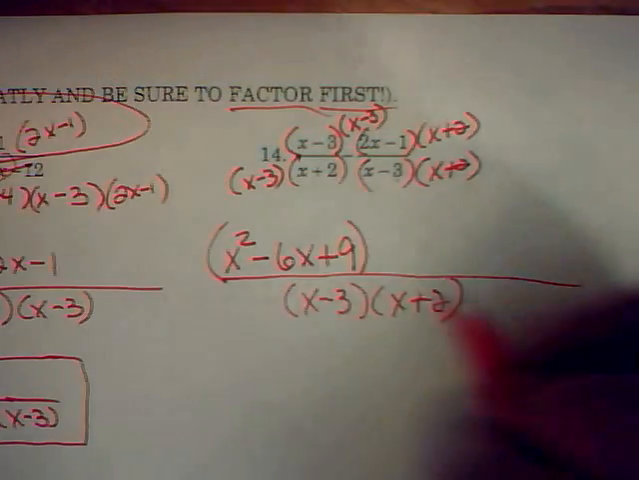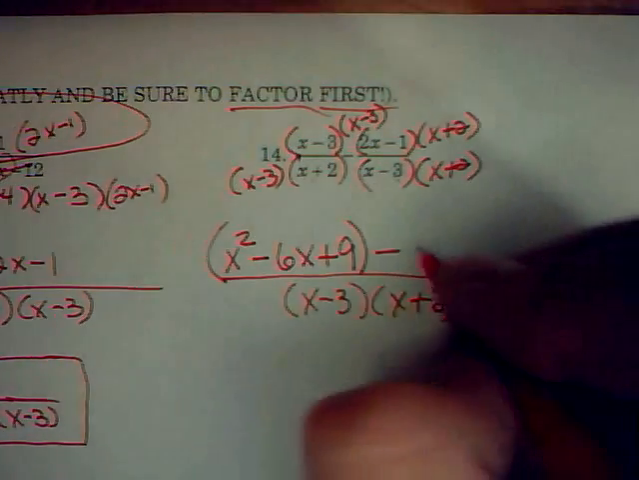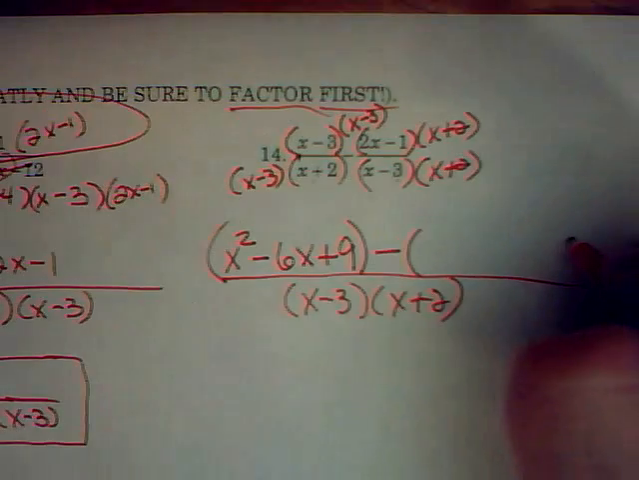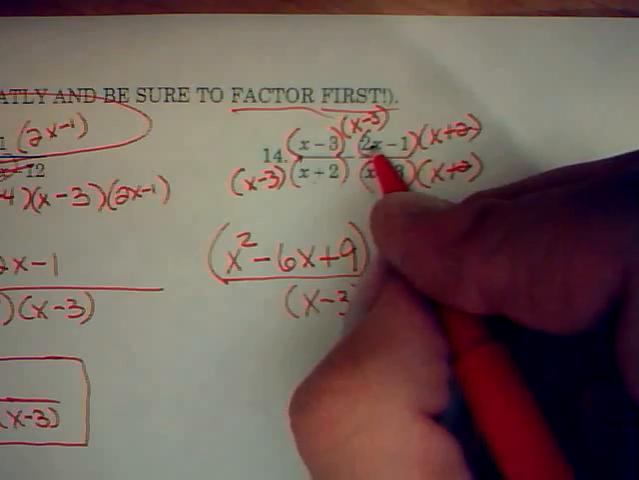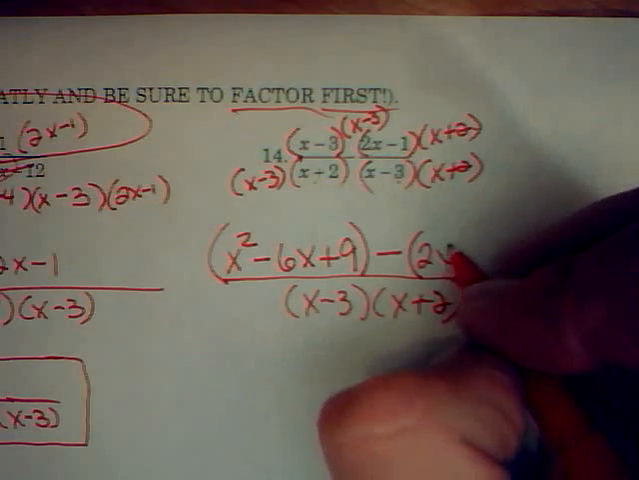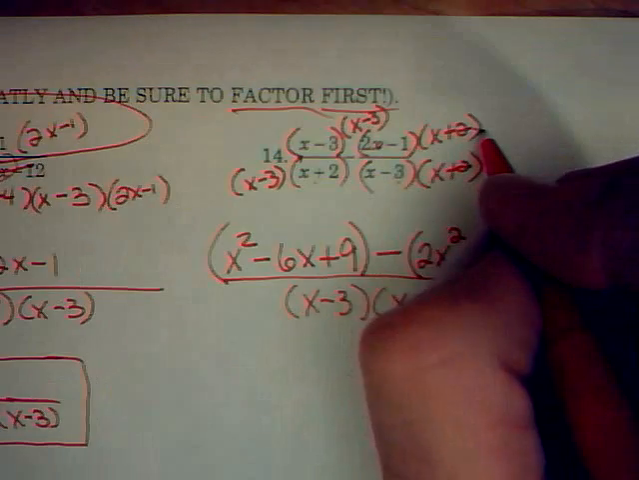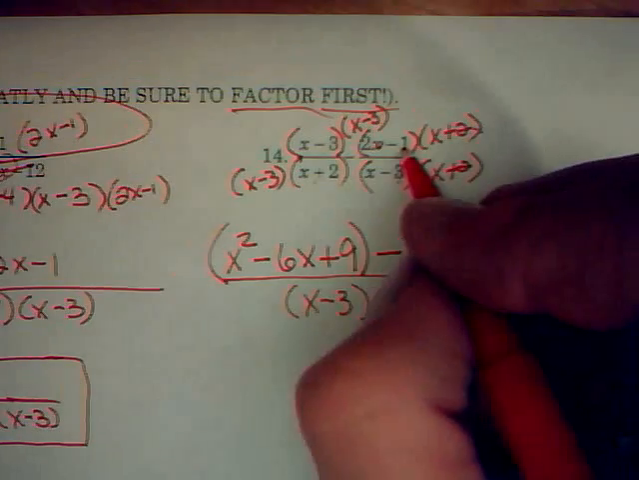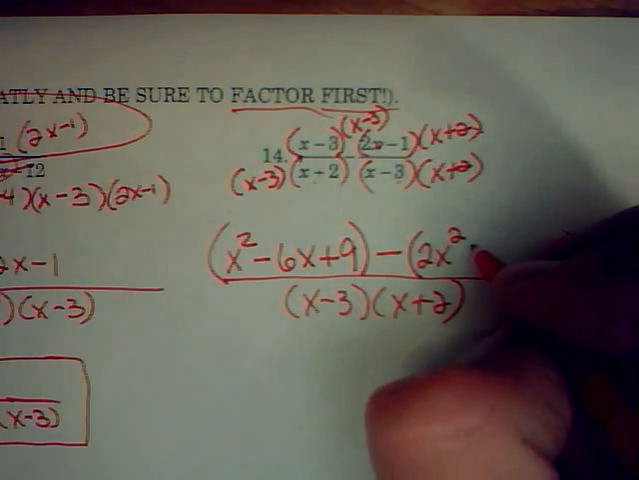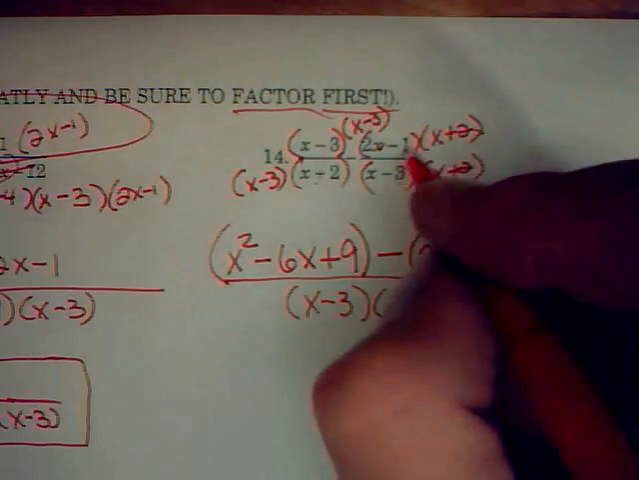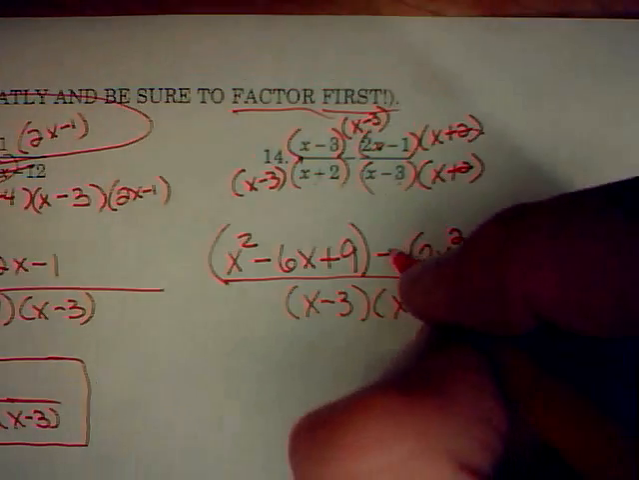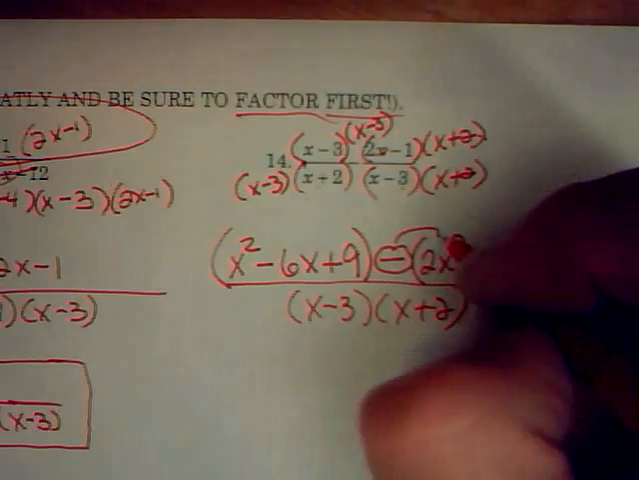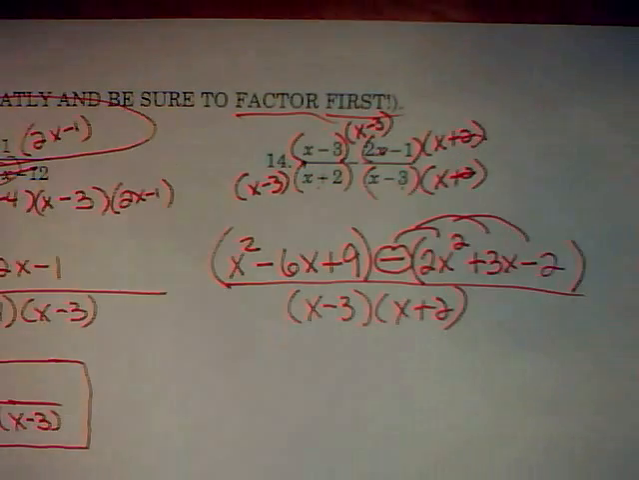Okay, that's the numerator for your first fraction, and from that we're going to subtract off what we get when we FOIL out your second one. 2x times x is 2x squared. Your outer terms get you positive 4x, and your inners get you negative 1x, which is positive 3x, and your last terms get you negative 2. Now here we've got to watch because we're subtracting off all three of these terms.